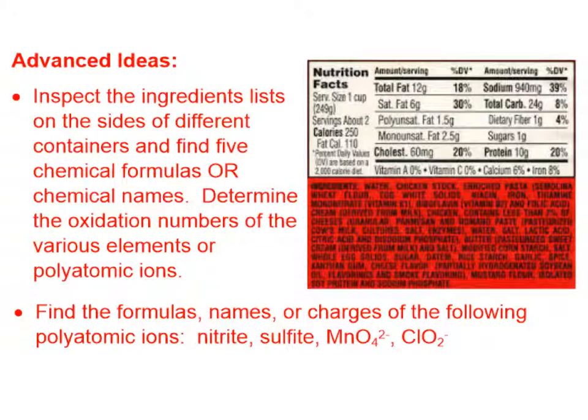How about some advanced ideas? Look at some different containers and look at the ingredients label and see if you can find 5 different chemical formulas or chemical names. See if you can determine the oxidation numbers of the various elements or polyatomic ions. Here's an example, sodium phosphate. You now know what that would look like in a chemical formula, not just reading this off of a label.